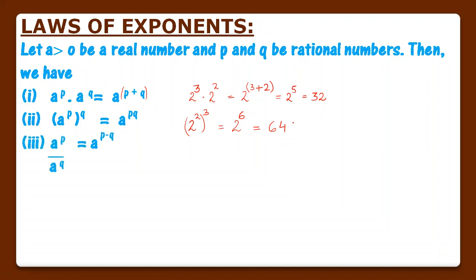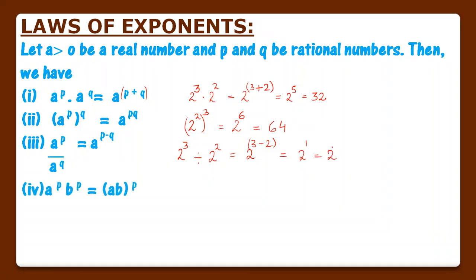Next is a raised to the power p divided by a raised to the power q is equal to a raised to the power p minus q. When it is multiplication, in that case we use the first identity of addition, and when there is division we will apply here a difference. So how to apply this? 2 raised to the power 3 divided by 2 raised to the power 2, we'll get 2 raised to the power 3 minus 2. 2 raised to the power 1, 2 is the answer.